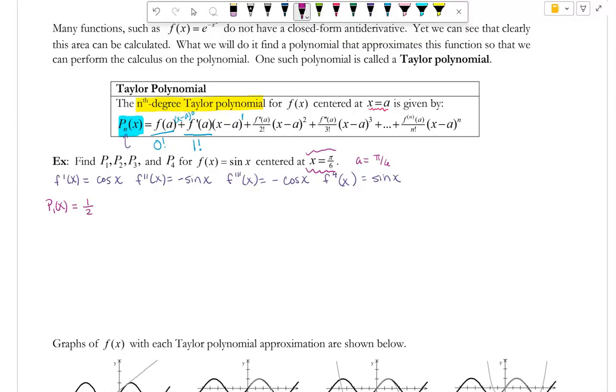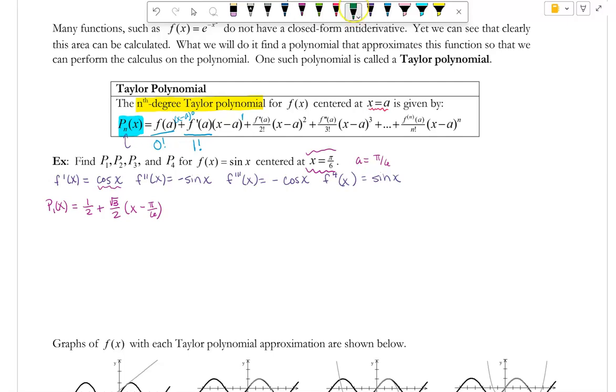And then to make this first degree, I'm going to have one more term. I'm going to use my first derivative. So plus f prime of a. So remember, f prime is the cosine of x. The cosine of pi over 6 is root 3 over 2. And that's going to be times x minus a. So x minus pi over 6 to the first power. So that is our first degree Taylor polynomial.